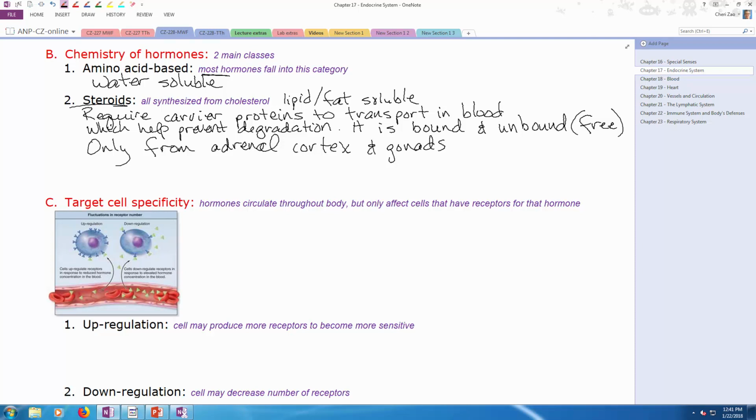The unbound, as I mentioned earlier, is the only one that is active, because it's the one that's going to go into the cell to activate that cell.